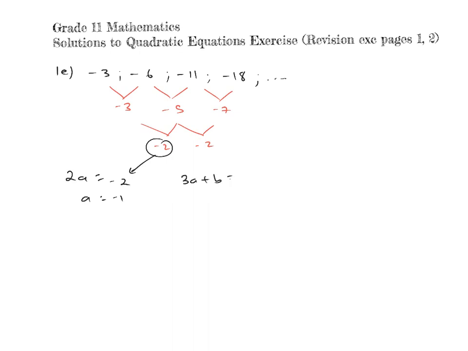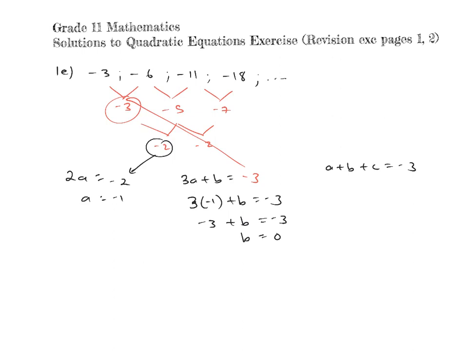3a plus b is going to equal, yes, minus 3. So therefore 3 times minus 1 plus b is equal to minus 3. Minus 3 plus b is equal to minus 3. Therefore, b is equal to 0. Right. a plus b plus c is equal to negative 3. We've got a as minus 1, b which is 0, c we don't know yet. So therefore, if you add 1 on both sides, then c is equal to minus 2.